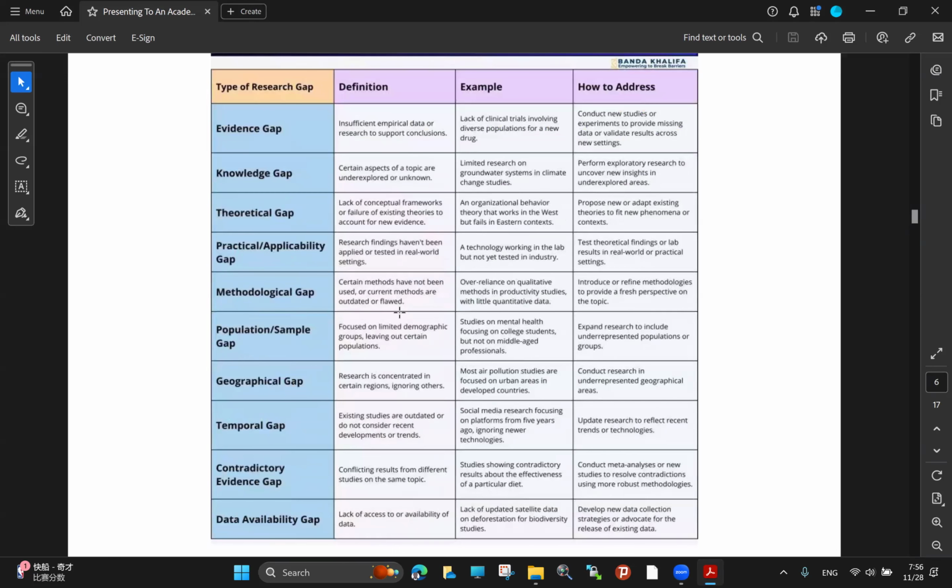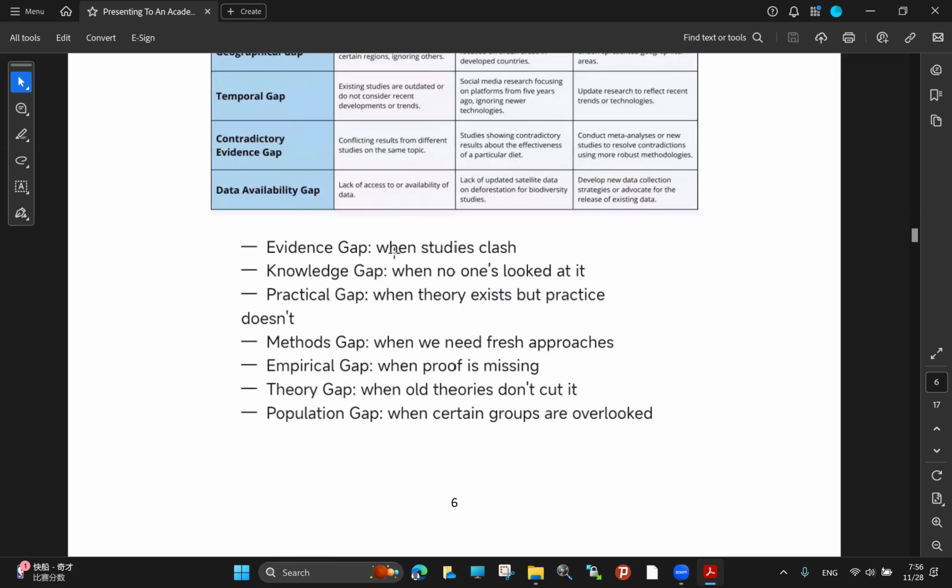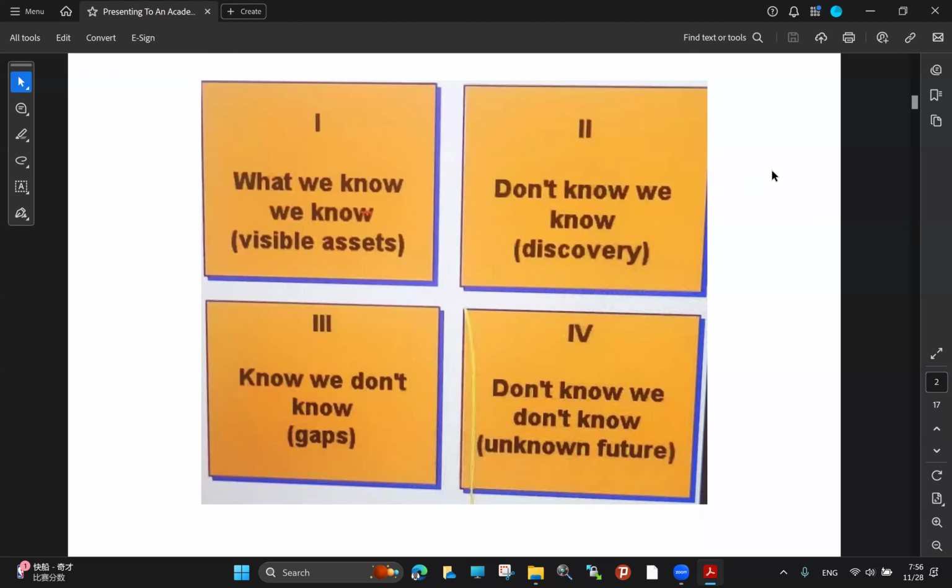Any questions? Any questions on gaps? No questions? Okay. So I've been told not to push when there are no questions. So I'll move on. Hopefully it's sunk in very well.